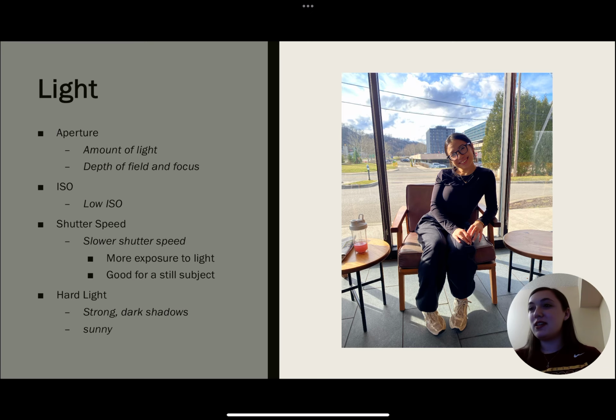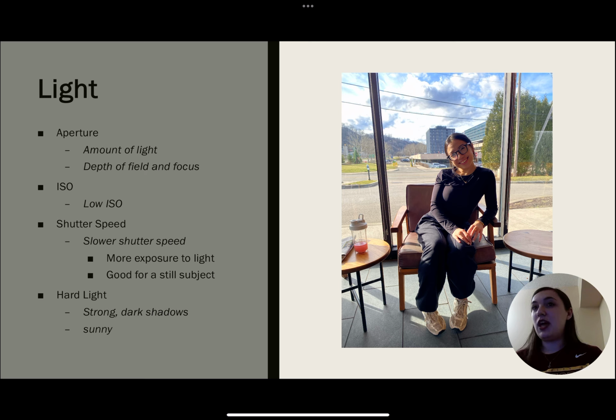To begin with, we're going to talk a little bit about light. There are many things that make up light in a photograph. Those things are aperture, ISO, and shutter speed. And the aperture helps control the amount of light and also the depth of field and focus.